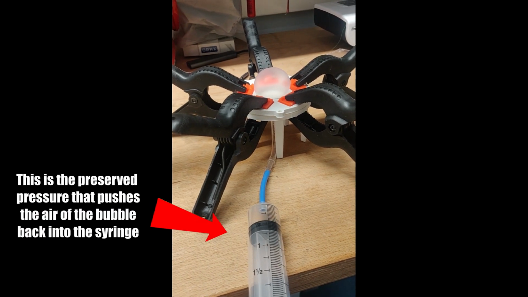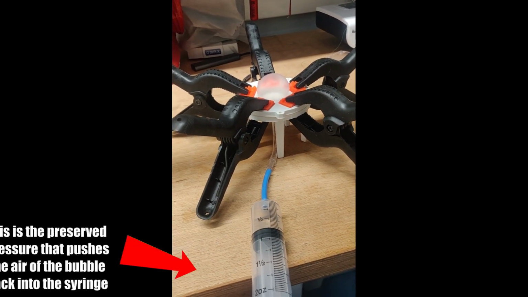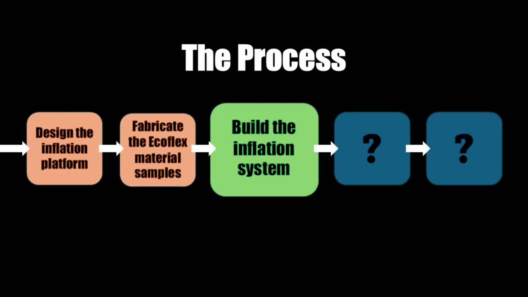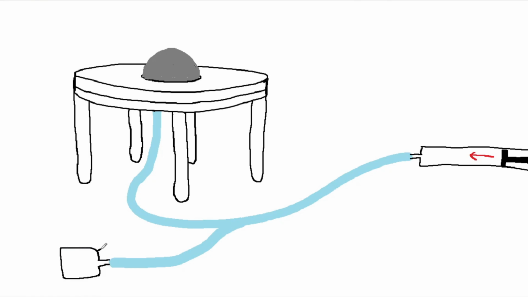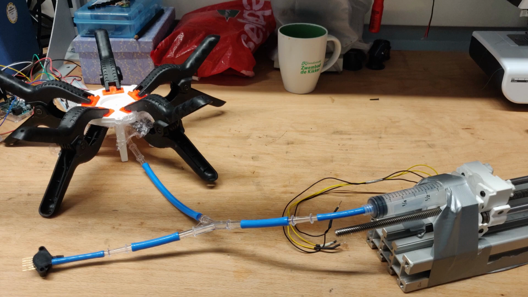Now the inflation platform worked for the Ecoflex sample as well, it was time to make an inflation system that could also reliably inflate the upcoming material samples. To achieve this, I used a syringe pump for the supply of pressure to the system, for which I know the volume displaced by the plunger. However, I also want to know the pressure of the system during inflation. So, a pressure sensor is added to the system as well, resulting in this.